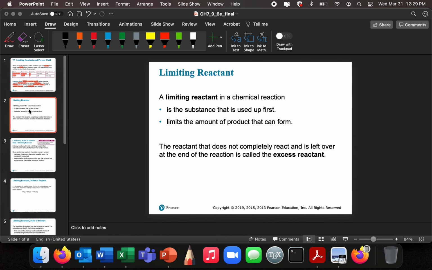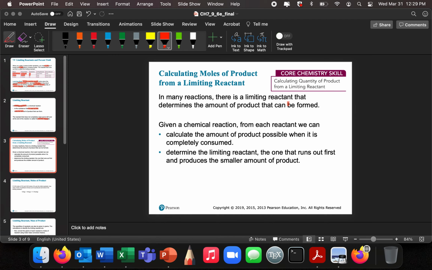First of all, a limiting reactant in a chemical reaction, just like the peanut butter and the slices of bread, is the substance that's used up first. It limits the amount of product that can form. The reactant that does not completely react and is left over is called the excess reactant. So our core chemistry skill here is calculating the quantity of a product from a limiting reactant.